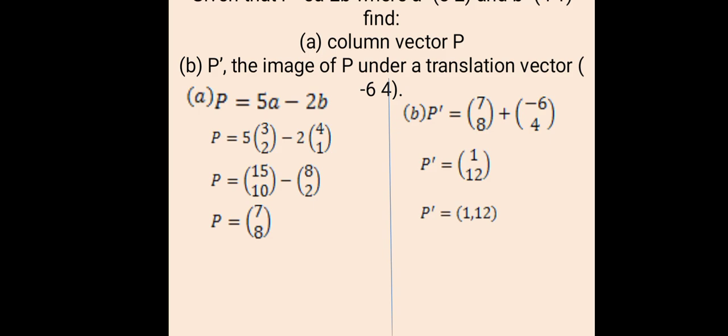Given that p is equal to 5a minus 2b, where a is equal to (3, 2) and b is equal to (4, 1), find A, column vector p, B, P prime, the image of P under translation vector (-6, 4).